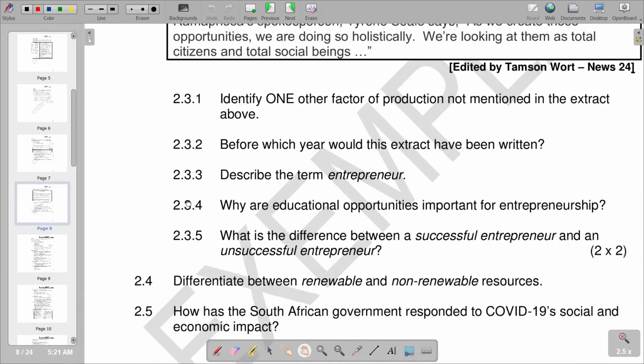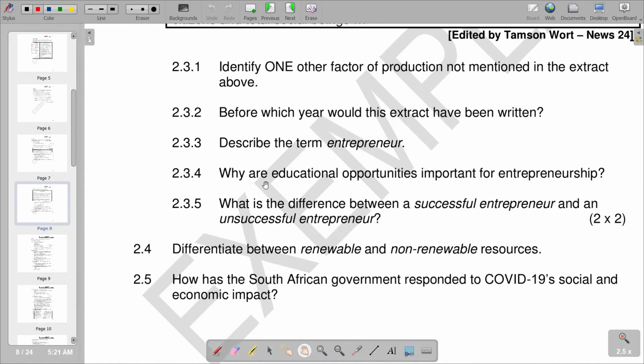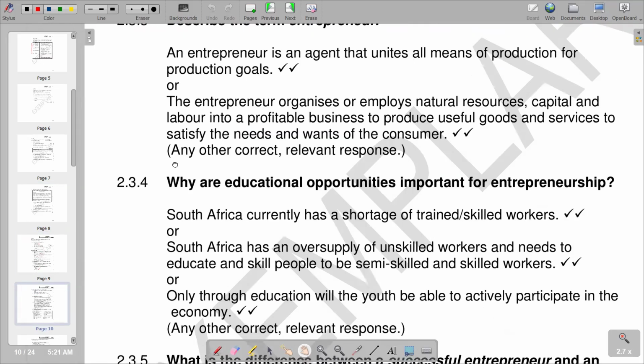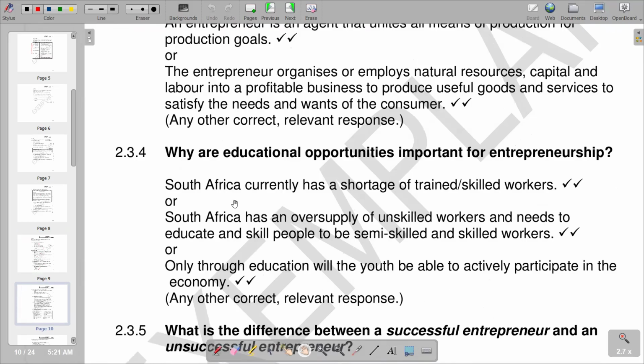Now we move on to the next part, which is 2.3.4. Why are educational opportunities important for entrepreneurship? So obviously, educational opportunities are very important as they are going to make the entrepreneurs equipped with the knowledge that is required to operate their businesses. So we have also that articulated in our other section whereby we are saying only through education will the youth be able to actively participate in the economy. So if you look at that point, only through education will the youth be able to actively participate in the economy. So that's the importance of educational opportunities.